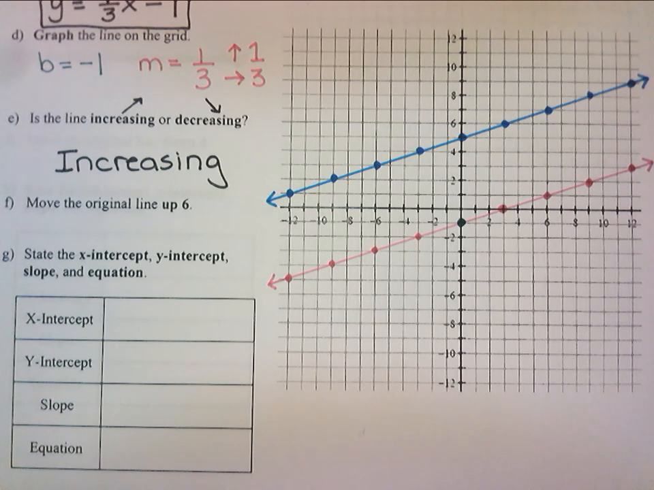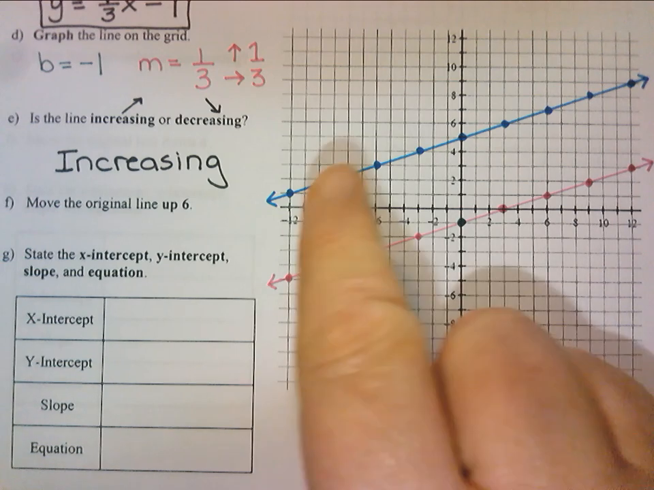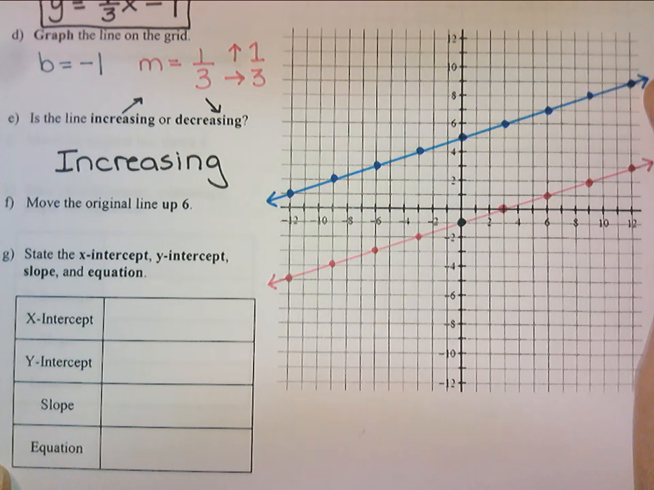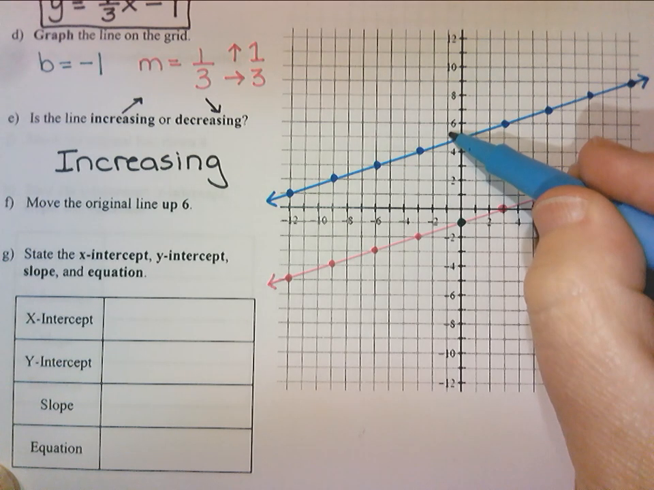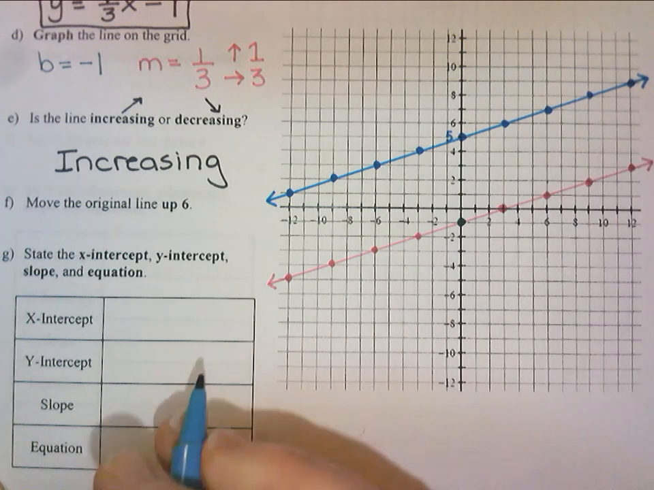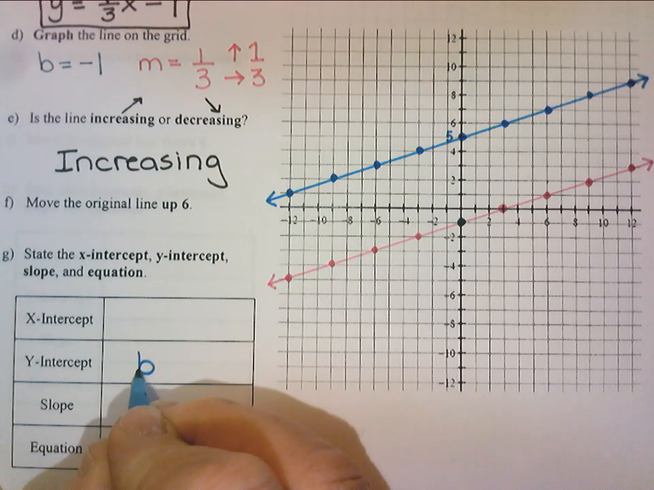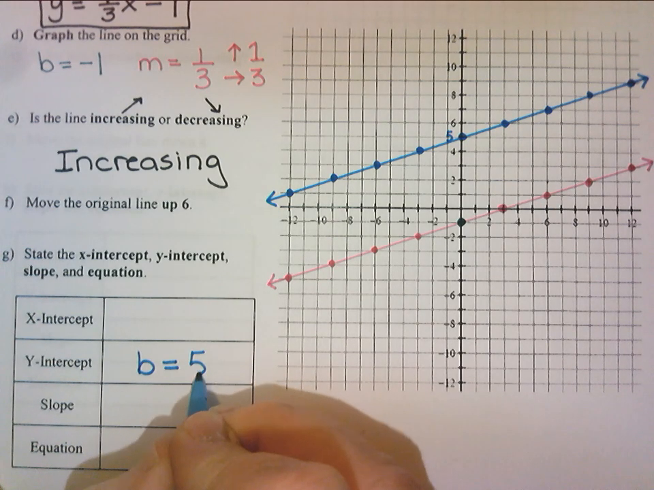Okay, so then from here it says, state the x-intercept, y-intercept, slope, and equation. Unfortunately, the x-intercept didn't end up on the graph, so we'll come back to that one. Let's start with the y-intercept. We are doing it for the new line that we just did. My y-intercept is where it crosses the y-axis, which is here at 5. So it has a y-intercept of 5, or the point (0, 5).